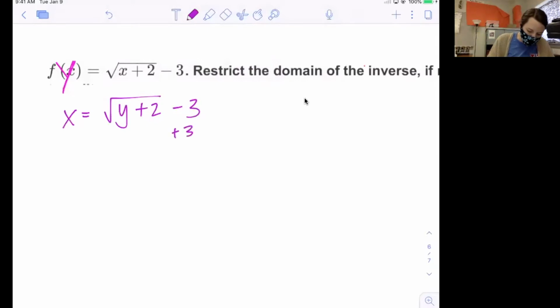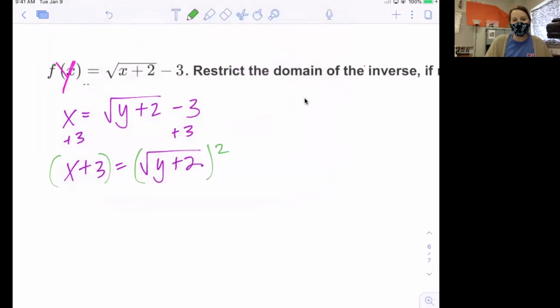I'm going to first add 3 to both sides. I get x plus 3 equals the square root of y plus 2. Then to get rid of that square root, we square both sides. I saw a mistake right here from some of you where you just put the square on the 3 or just on the x, but we want to square this whole entire thing. We don't have to physically multiply it out, meaning we don't have to do x plus 3 times x plus 3 and distribute. We're just going to leave it in vertex form, as x plus 3 to the second power.